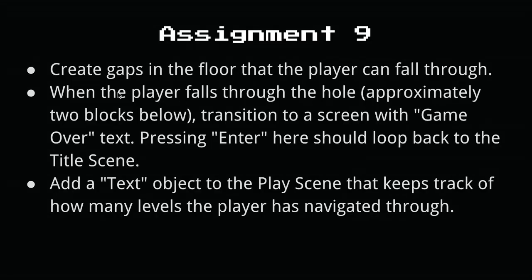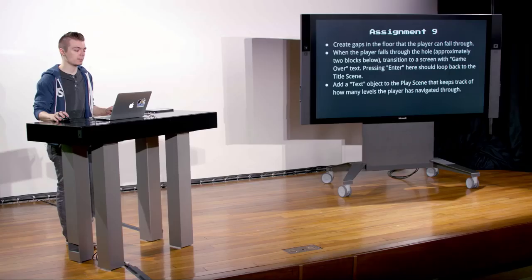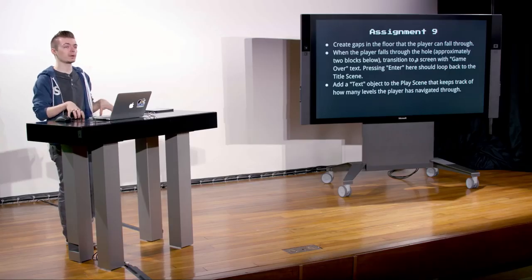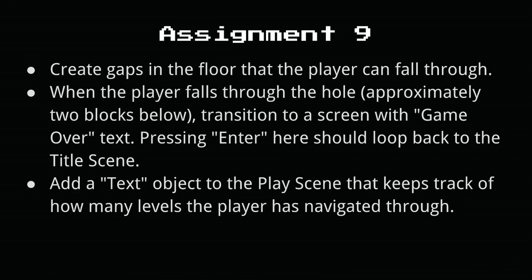And then when the player falls through, approximately 2 blocks below, you can check if the transform's y position is less than a certain amount, right? Should be less than 0. I think it's based on the top part of it. Then you should transition to a new screen that says game over. So create a new scene, very similar to the first scene that we looked at, which was just the title screen. And you can probably copy most of that. But that scene should say game over. And then pressing enter there should load the title scene, right?